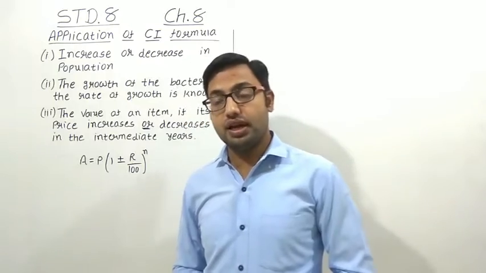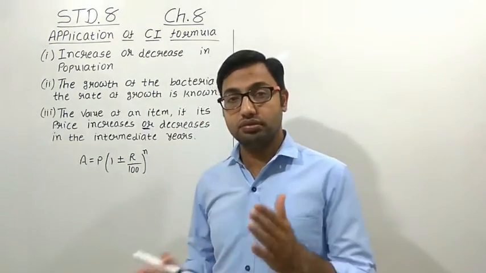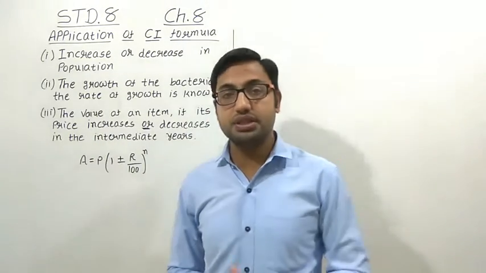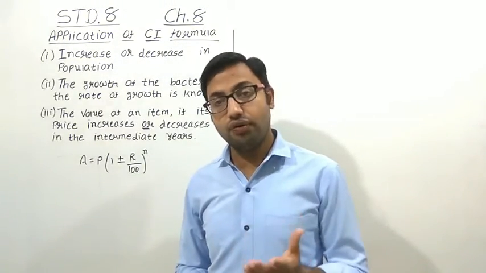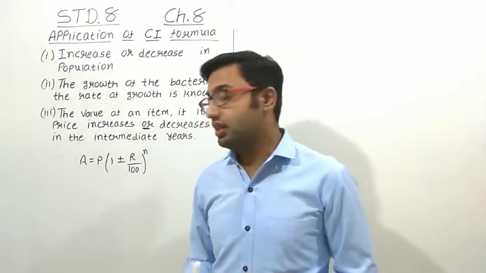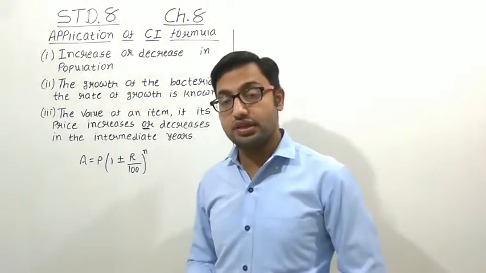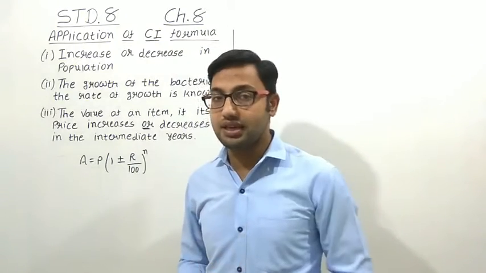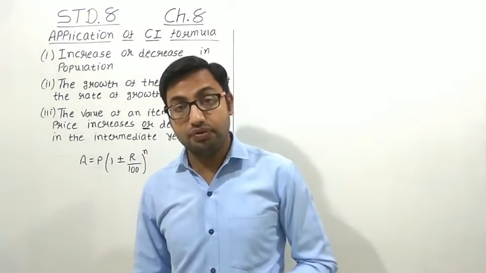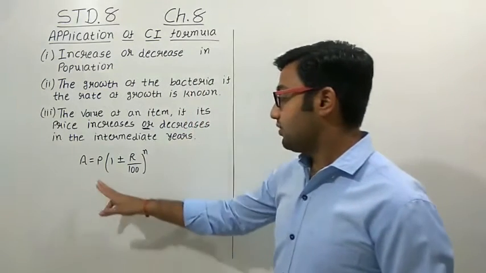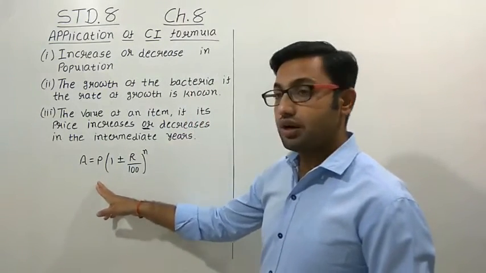So if we have given that in some couple of years the value of an item is increasing, but the rate of increase is given, then we can find out the value of that item after 2 years or 3 years. In the same way, if the price is decreasing, we can find out the final value after 2 years and 3 years. So yes, this is the formula we are using to find out the compound interest.